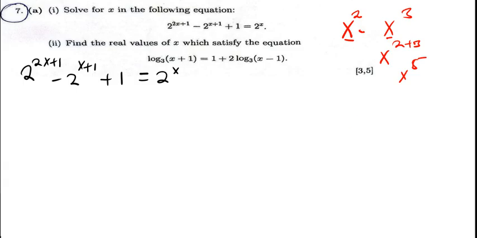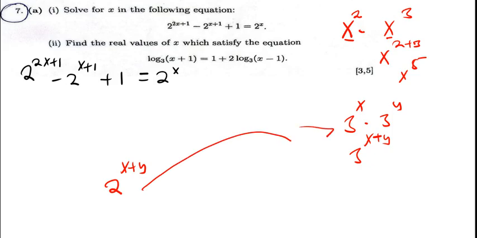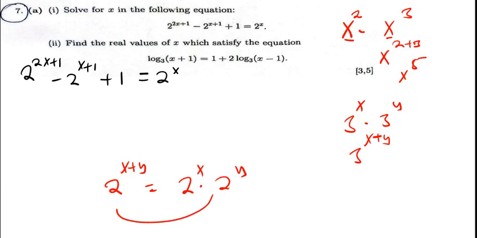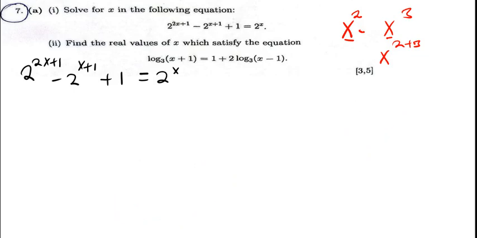What if I've got 3 raised to the power x times 3 raised to the power y? Since the bases are the same, if you are multiplying, you just add the powers. So it will be x plus y. So if I have 2 raised to the power x plus y, I can take it back and say initially that was 2 raised to the power x times 2 raised to the power y. Okay, we can see the trend now.